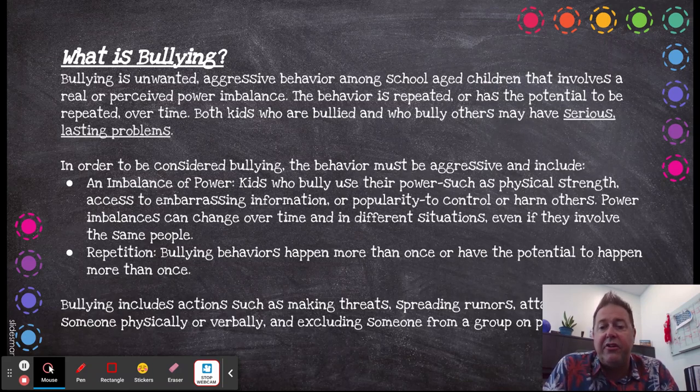The other thing is repetition. Bullying behaviors happen more than once or have the potential to happen more than once. So those are the two things we really look at. Is there an imbalance of power? And is it something that's been happening over time? Now, it doesn't have to happen a lot over time. It could just be someone that has an imbalance of power. You are considered a bully.